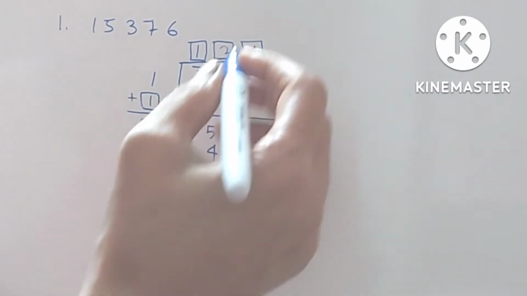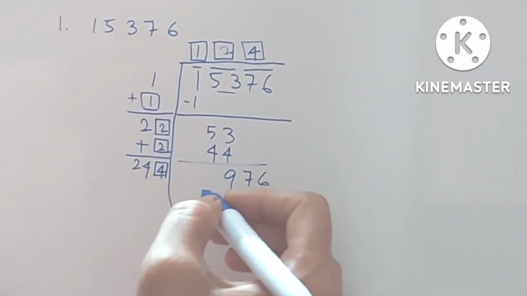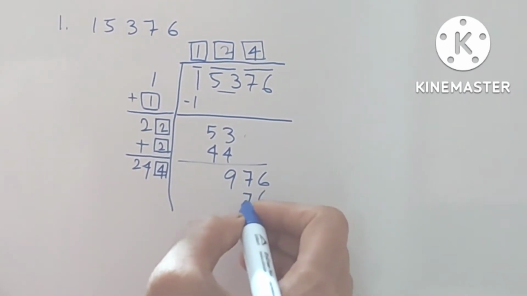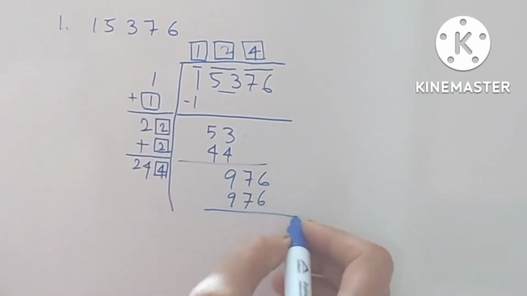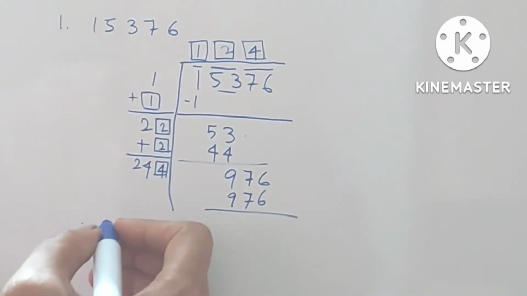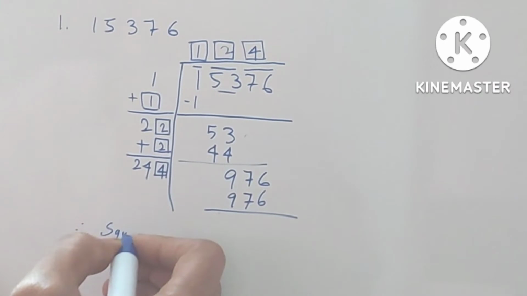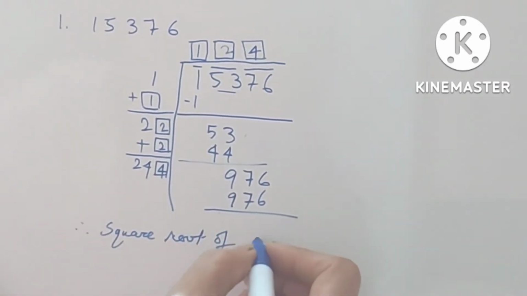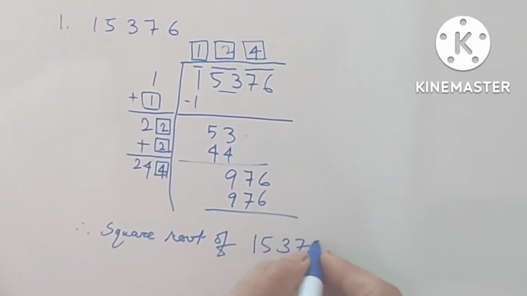Here 4 we multiply same digit, so 4 4s are 16, and 4 4s are 16, 17, and 4 2s are 8 and 9. So the square root of 15376 is 124. This is the answer.